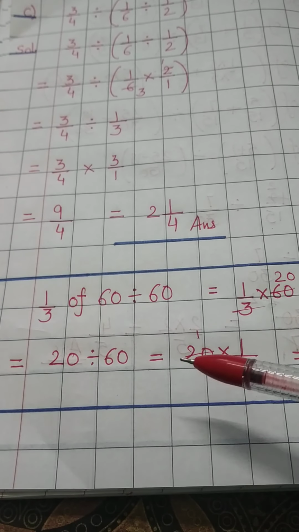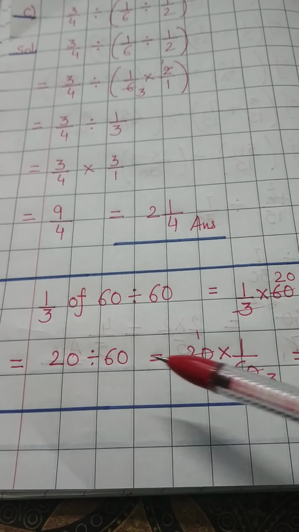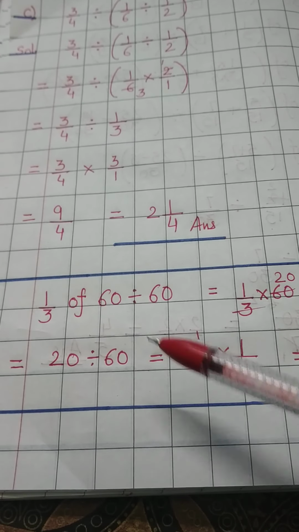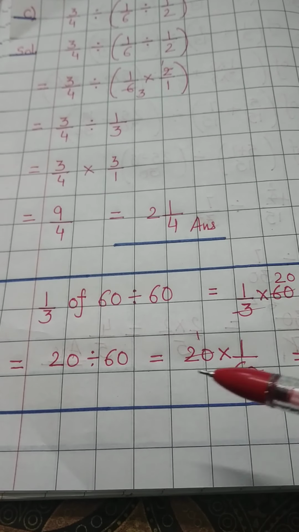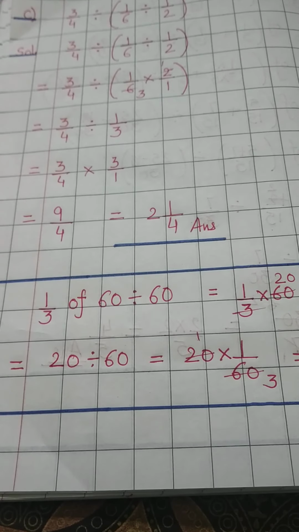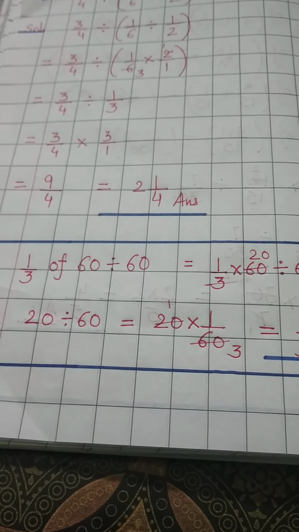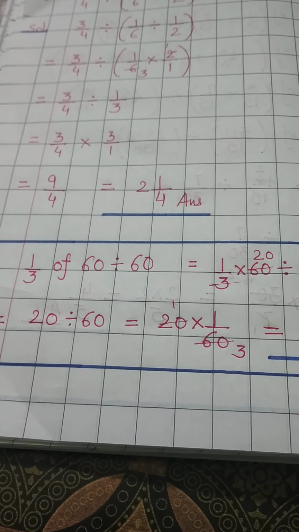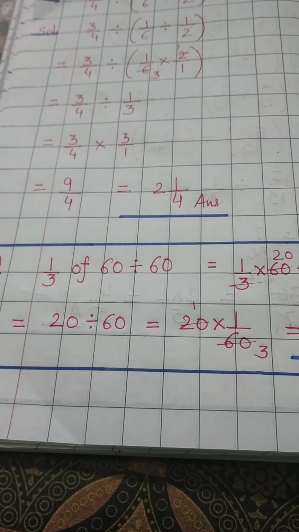And 20 divided by 60: we will change this division sign into multiplication and take the reciprocal of 60, that is 60 upon 1, 1 is understood. So we will write 1 upon 60, and 20 threes are 60, and the answer is 1 upon 3. So this is a very simple question. It can be asked in mental maths also, and sometimes the teacher asks just to check your mind.